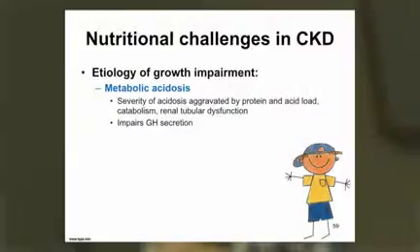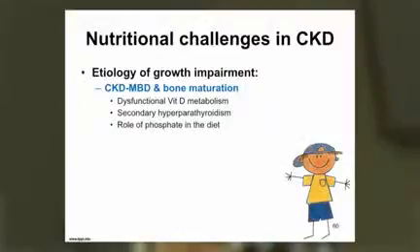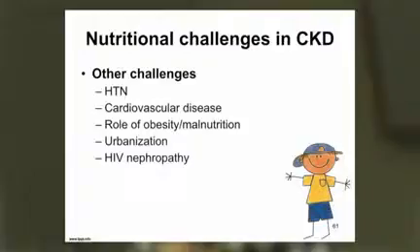The other one, metabolic acidosis. The severity of acidosis is aggravated by protein and acid load, metabolism, and renal tubular dysfunction, and this impairs your growth hormone secretion, and we need that for growth. The bone disease and bone maturation, Irina went into a lot of detail, but the dysfunctional vitamin D metabolism, secondary hyperparathyroidism, and the role of phosphate in the diet all contribute to this. There are other challenges: hypertension, cardiovascular disease, the role of obesity and malnutrition.